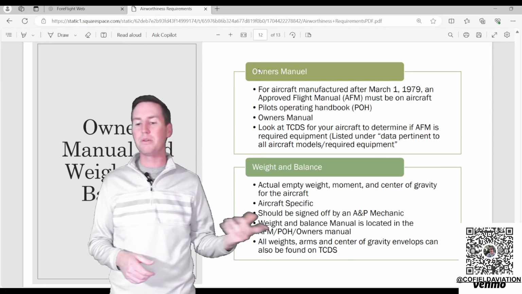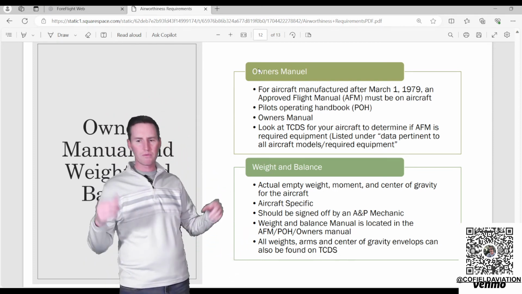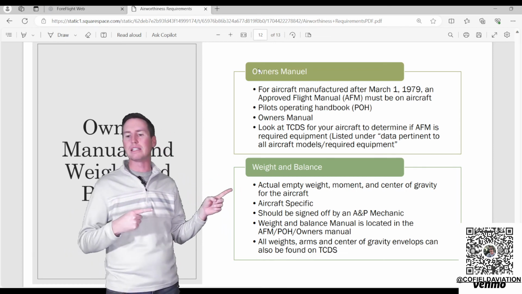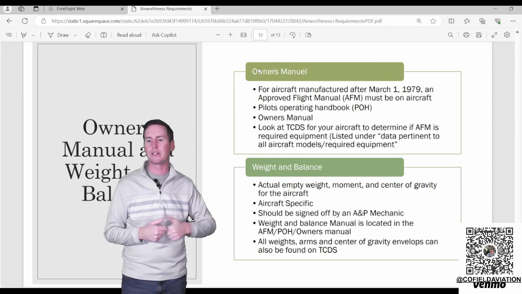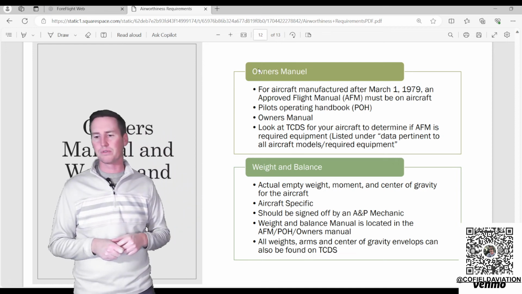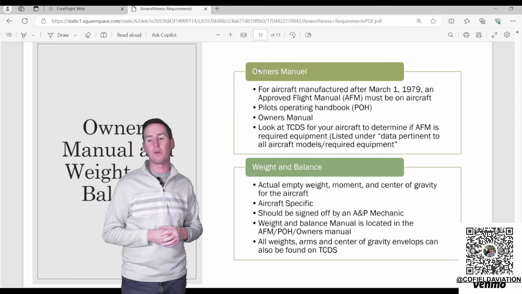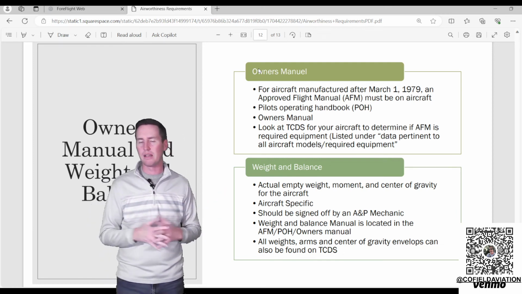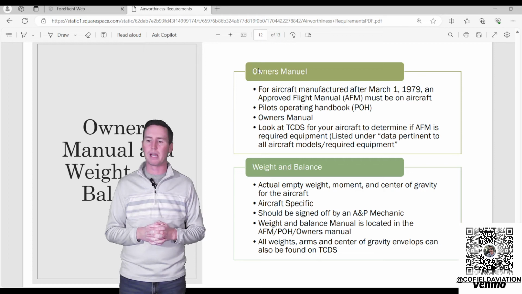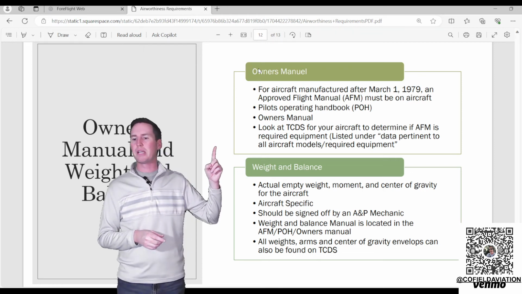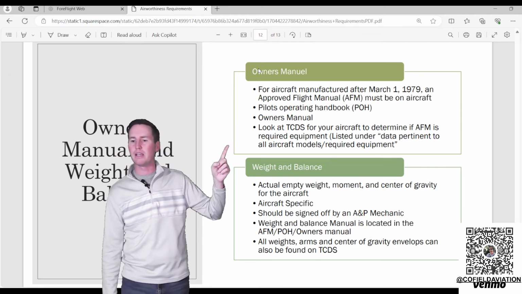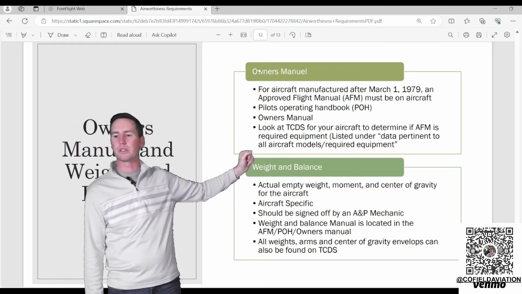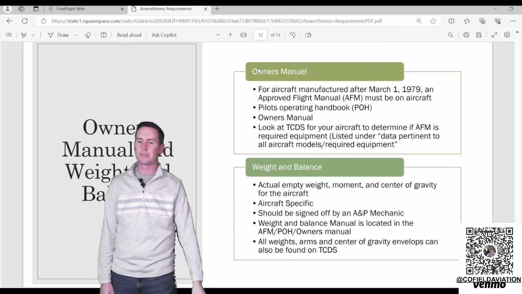All right, but if you're flying a newer aircraft, you'll have an AFM. Make sure it has the latest revisions. You can go to Textron's website and see all of those revisions. If you don't have it, then you can buy a new, fully updated AFM from your manufacturer. So owner's manual is a big one for the newer aircraft. AFM, look up in the type certificate data sheet to determine if AFM is required.